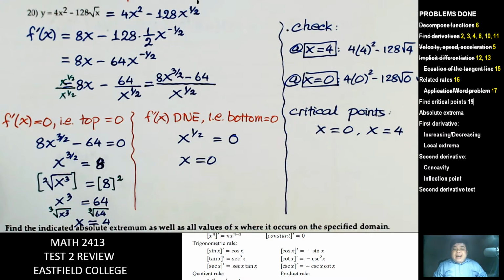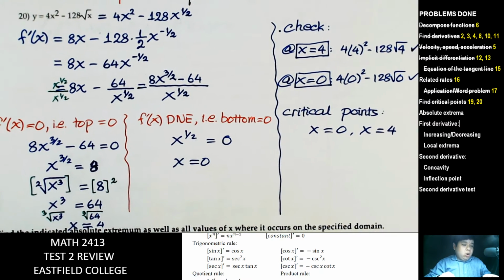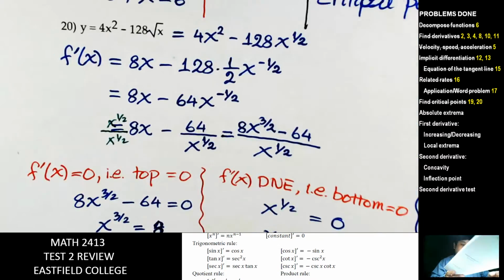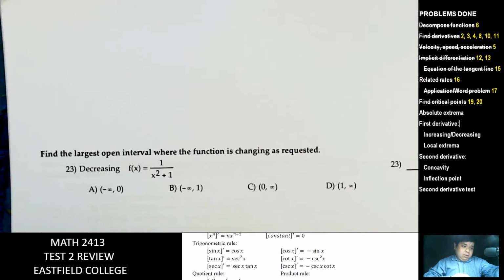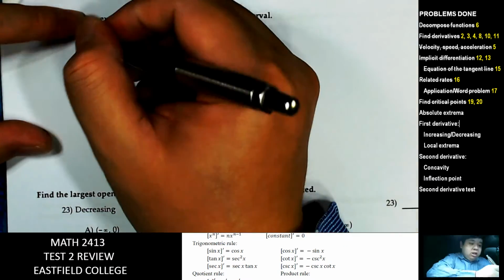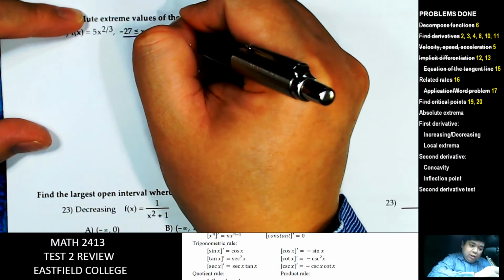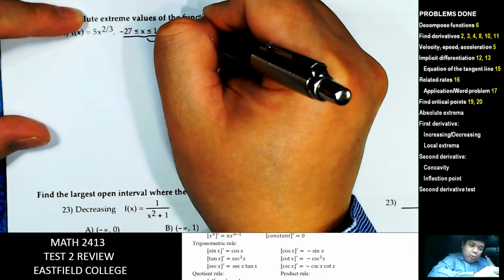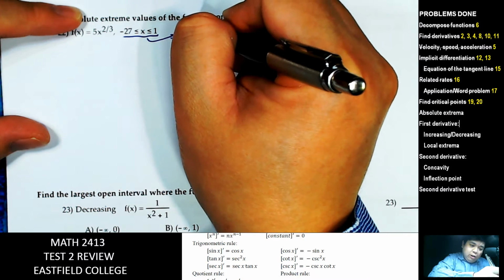Right, so that was 19 and 20. Next we find absolute maximum and absolute minimum. We have 21 and 22. Look at 22. Find the absolute maximum and absolute minimum in this interval. So this interval is going to be negative 27 and 1.